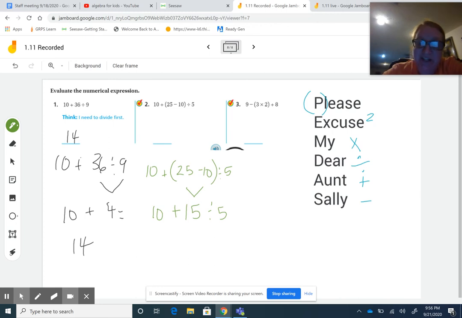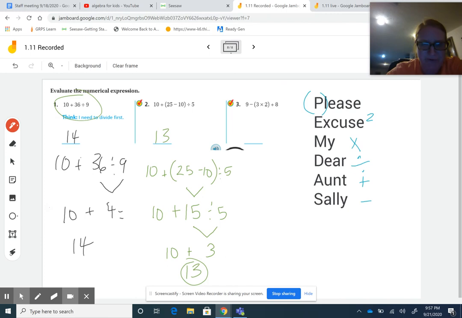Now we have addition and division. Which one are we going to do first? Think about what we did in that first one. We're going to do division first. So 15 divided by 5 is 3. And now we can add 10, and 10 plus 3 is 13.